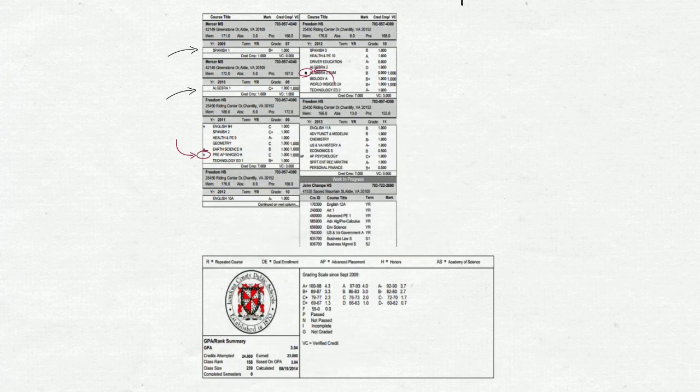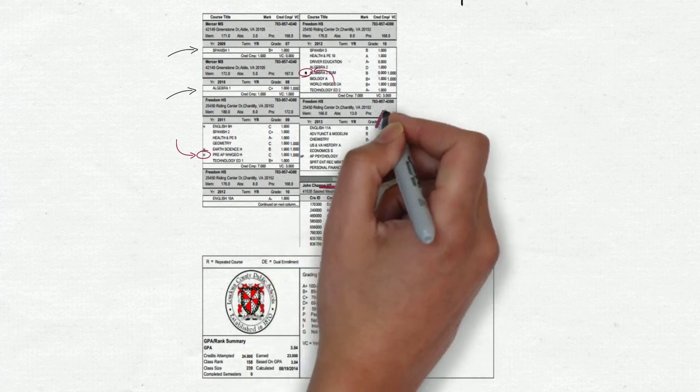Look at the 2012 school year at the top right corner of the transcript. You'll see the letter R in a similar spot. This is there to indicate that a student repeated this course. When you repeat a course that you've previously taken, you do not receive credit for the course the second time, although the course and the grade do appear on the transcript.